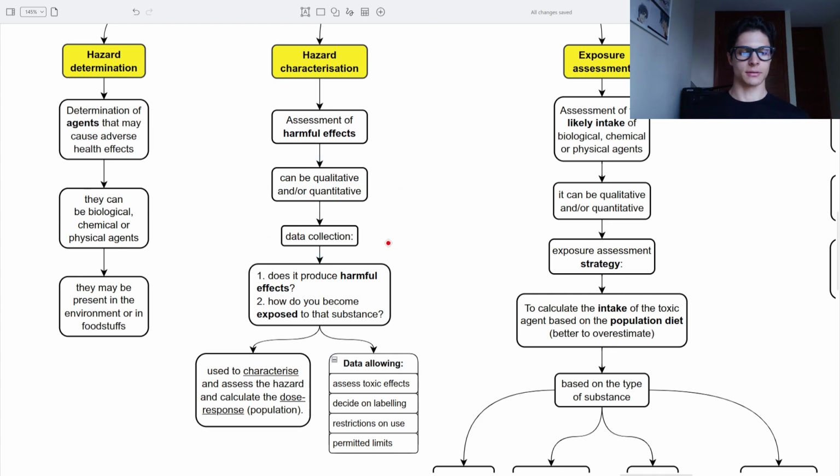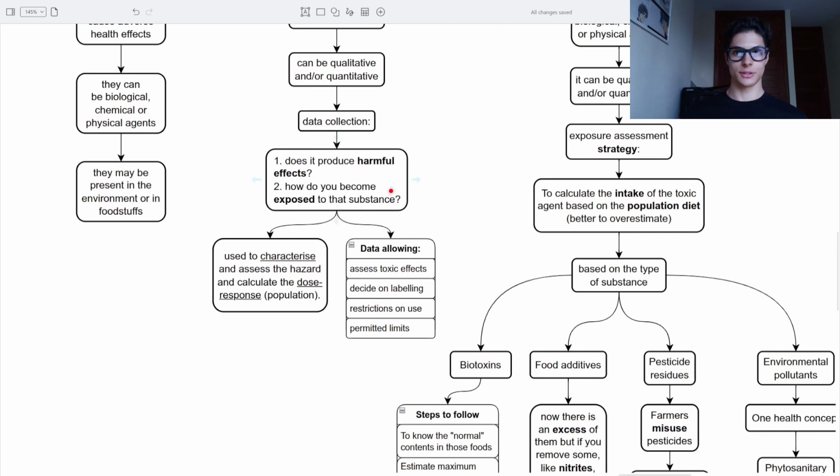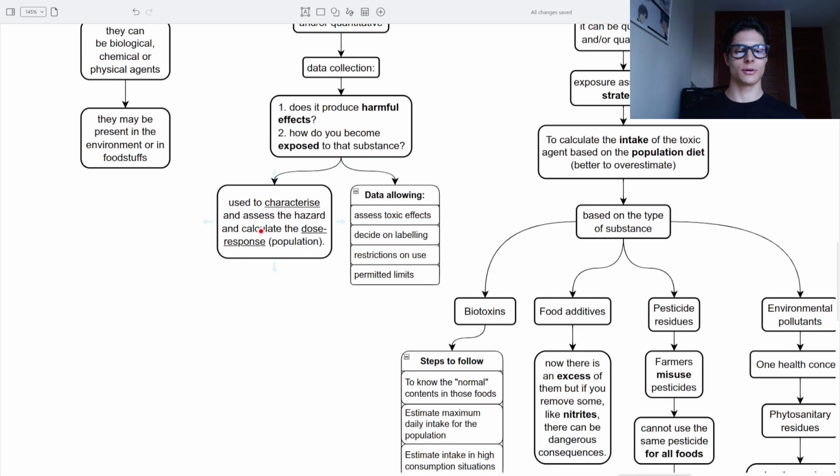There is a data collection, so we have to ask ourselves these two questions. Does it produce harmful effects? Okay, how do you become exposed to that substance then? And this is used to characterize and assess the hazard to calculate the dose response in the population. So the dose at which the majority of people of a population will get the effect. And this data is allowing us to assess the toxic effects, to decide on labeling, restrictions on use, and also the permitted limits of a substance in food.